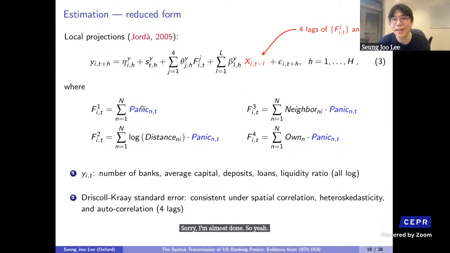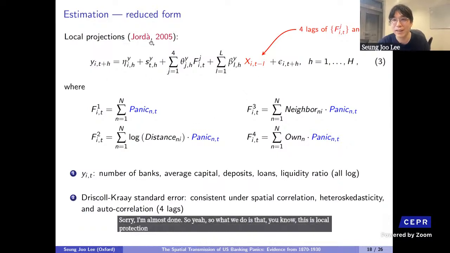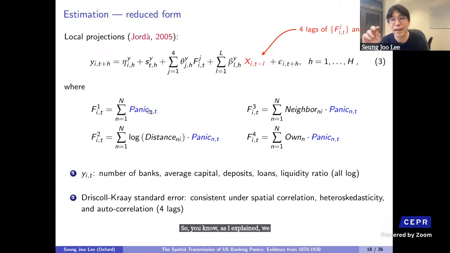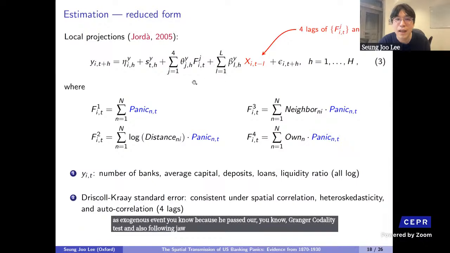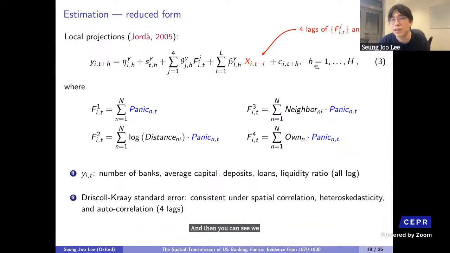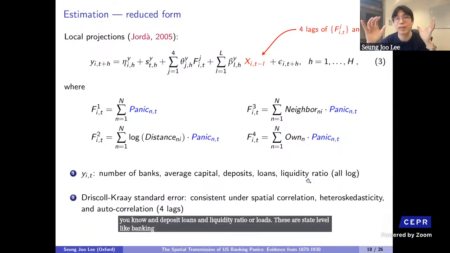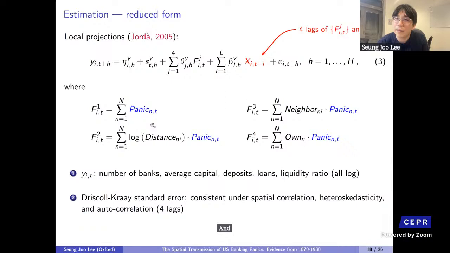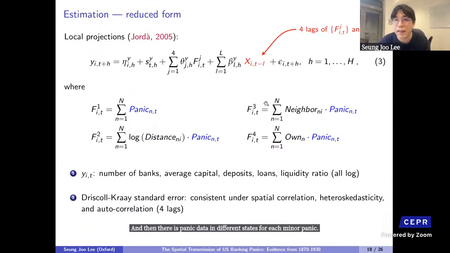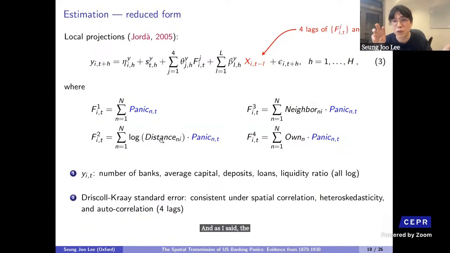So what we do is a local projection, like Jordà 2005. As I explained, we regard minor panics as exogenous events, because they passed our Granger causality test and also following Jolly's intuition. Then you can see we estimate this regression, looking at the number of banks, average capital, deposits, loans, and liquidity ratio, or logs. These are state-level banking data about banking health, and then there's panic data in different states for each minor panic. As I said, the geometry of different states should have some effect on the spatial transmission. And of course, you have to control the standard errors, because there is spatial correlation, heteroscedasticity, and autocorrelation.